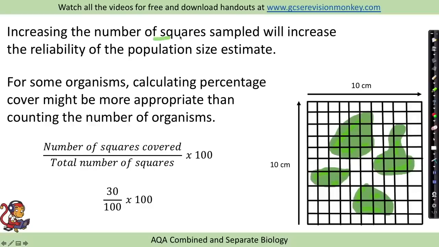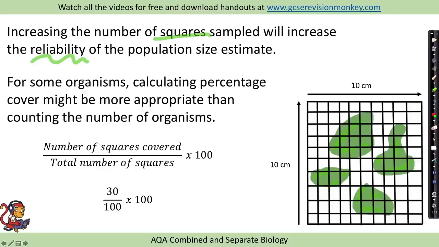Increasing the number of squares sampled will increase the reliability of the population size estimate. They may use the word reliability or they may use the word accuracy, but the more quadrats that you put down on that field, the more reliable your estimate is going to be.